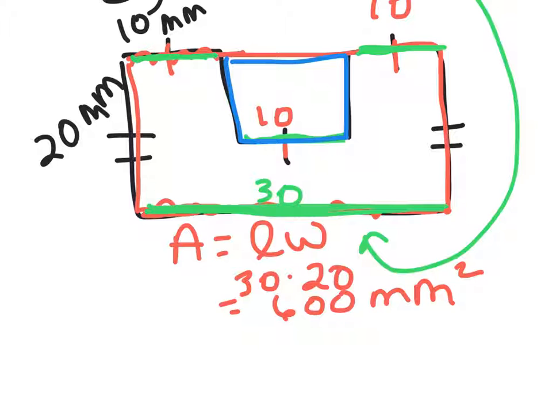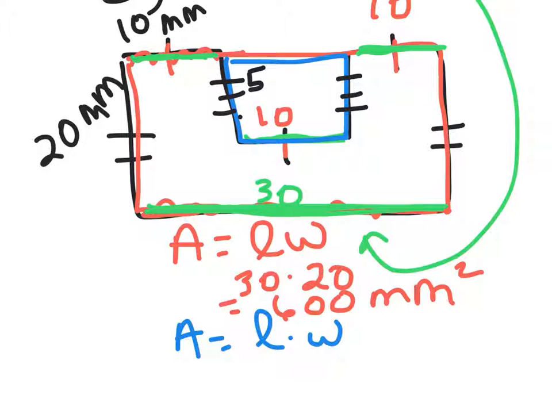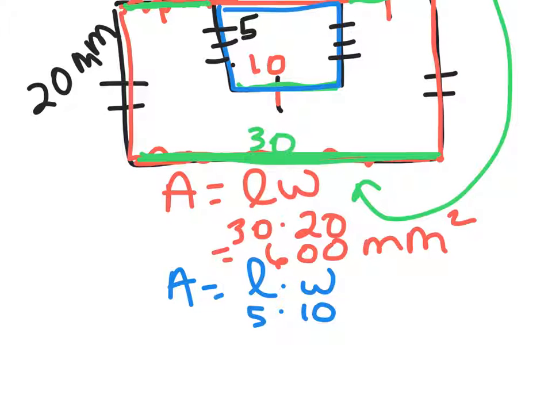Now, it looks like I've forgotten to put some information in the picture. So let's go back to the picture and pretend that originally I had a number here, and let's make this number 5. Okay? Now I can look at this blue rectangle and I see the length and I see the width. So for my blue rectangle, I've got length times width, I've got a 5, and I've got a 10. The area of my blue rectangle is now 50 millimeters squared.